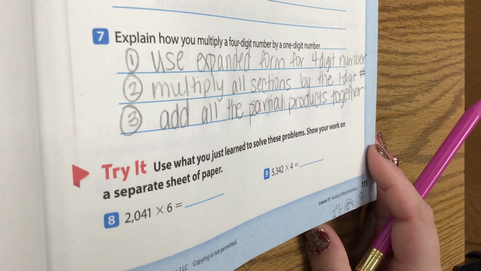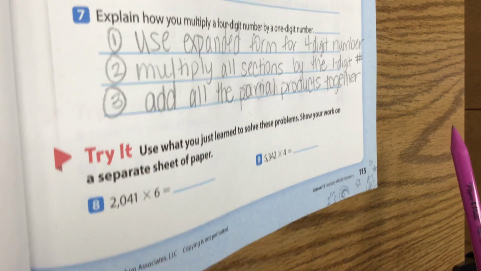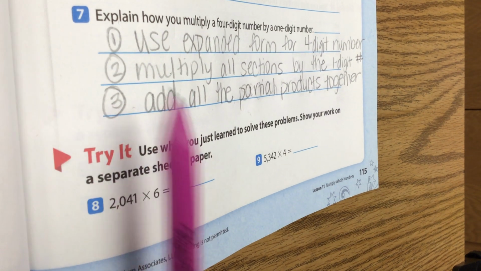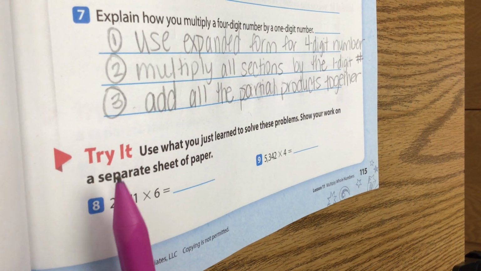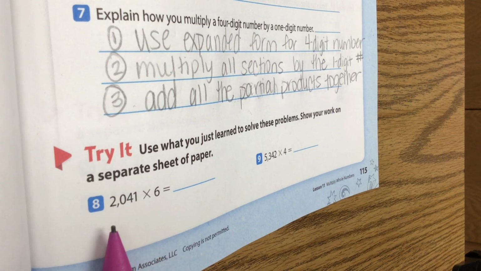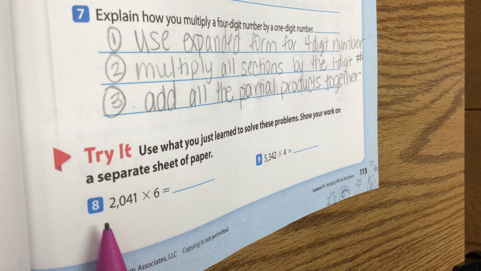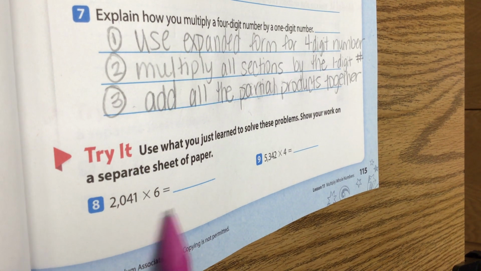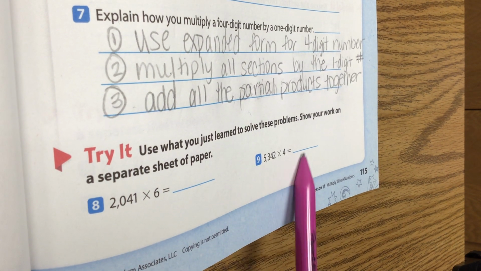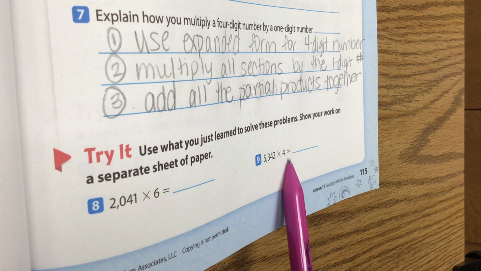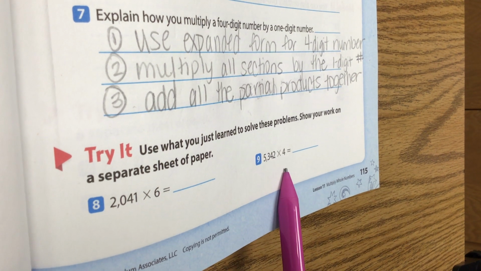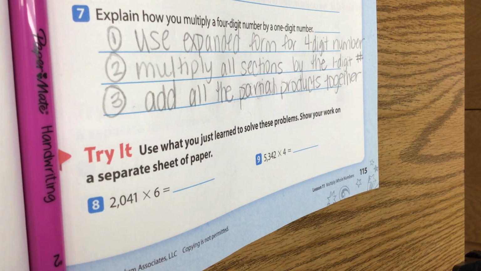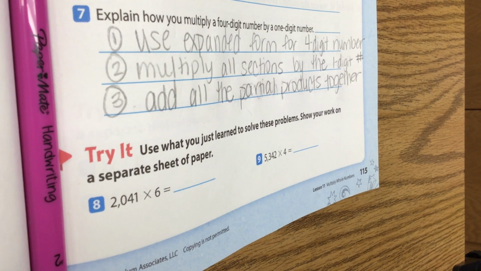Yay, it's time for the Try It. And what we're going to do for the Try It is do these steps, okay? You can use whatever strategy you would like. I'm going to use the boxes because I think it's a little easier to see. I'm going to do number 8, and then I want you to try number 9 and send me a picture of it today, okay? I want to see how you're doing with that. So let me grab a piece of paper.